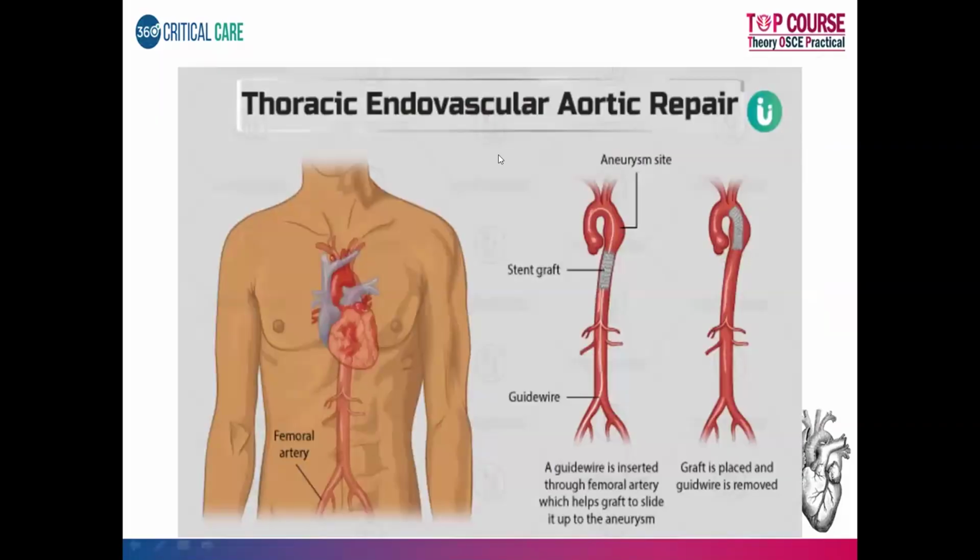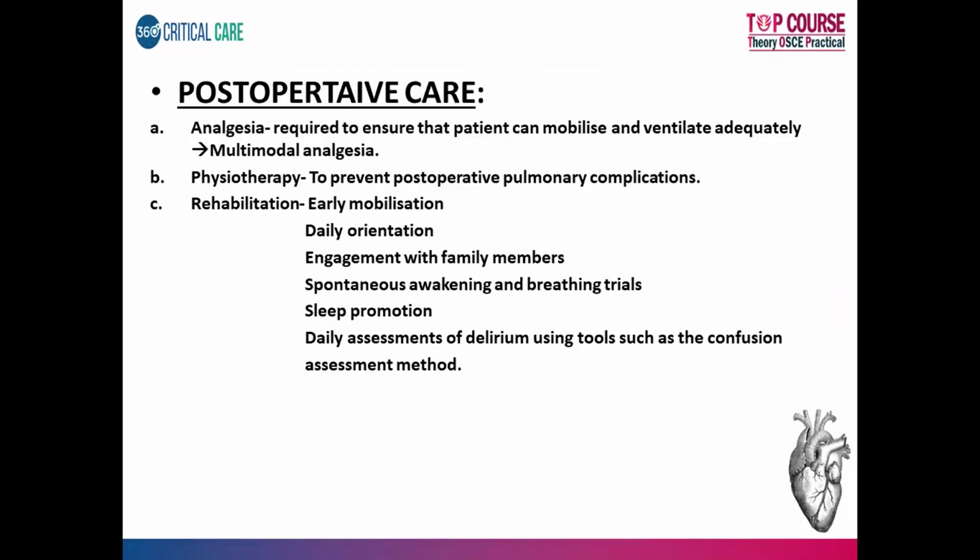So this is how you perform the TEVAR. Basically, a guide wire is inserted through the femoral artery and the graft is placed here. Your aneurysmal site is here. So basically, it is the same as placing a stent in the heart also. This graft is placed here and the aortic repair is done.